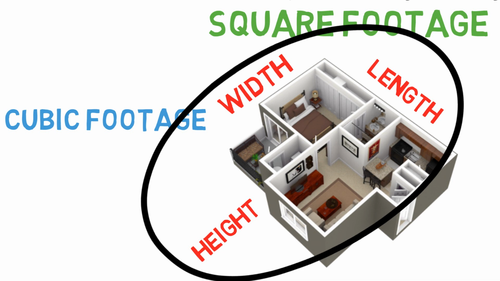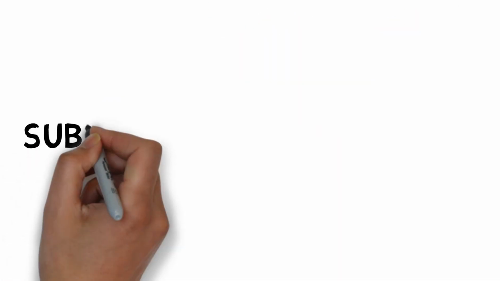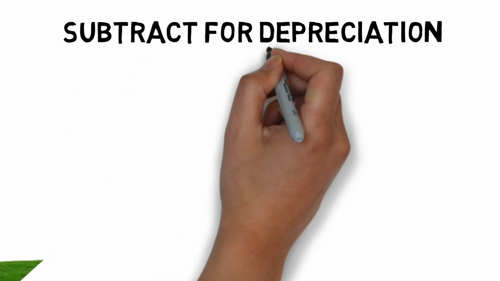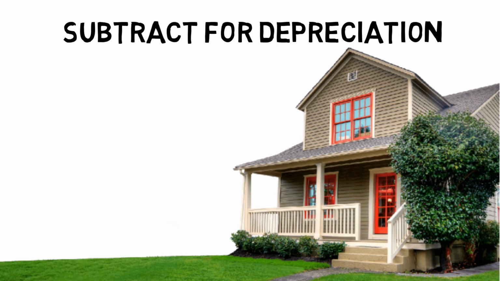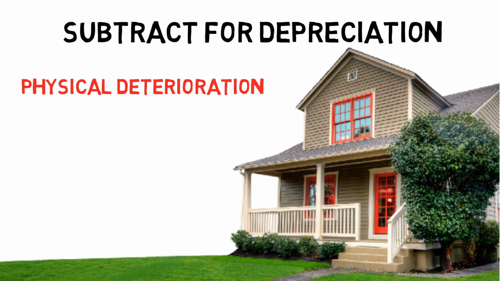Once we get the replacement cost as if the property were brand new, step 2 is then to subtract for depreciation. Because the property we're looking at is not brand new, it might be 15 years old. There are 3 things that cause depreciation. The first one is called physical deterioration, which is basically peeling paint and sagging floors. That would cause a property to suffer in value.